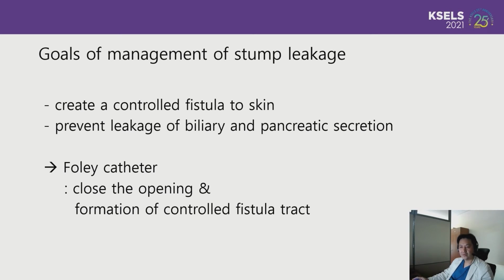The goal of management of stump leakage is to create a controlled fistula to skin and prevent leakage of biliary and pancreatic secretion. In this respect, Foley catheter insertion can be an effective method to close the opening and form a controlled fistula tract.